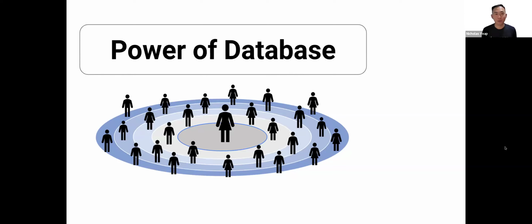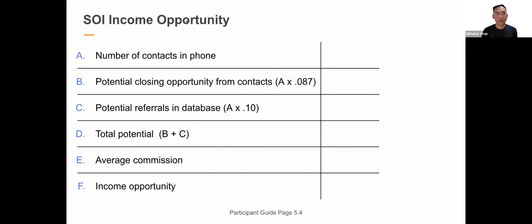Show us. Okay, so when we go back to the mindset, I think it's so important to know that there's so much power in our database. Unless and until we realize how powerful this database is, we won't take serious action on it. One of the things that we always share with our agents is your sphere of influence, the income opportunity.